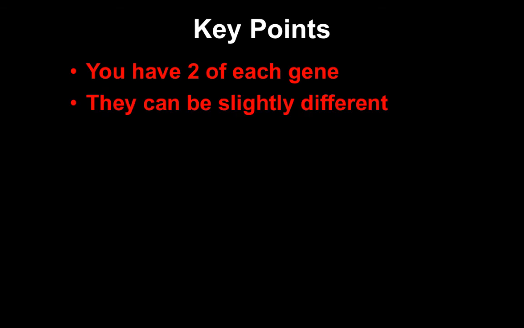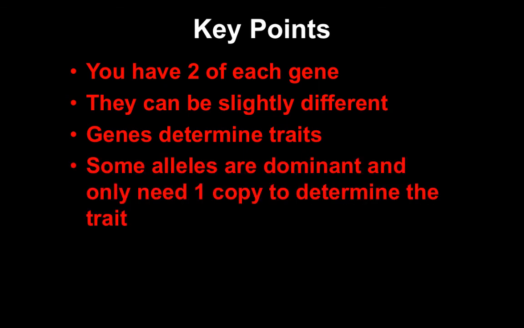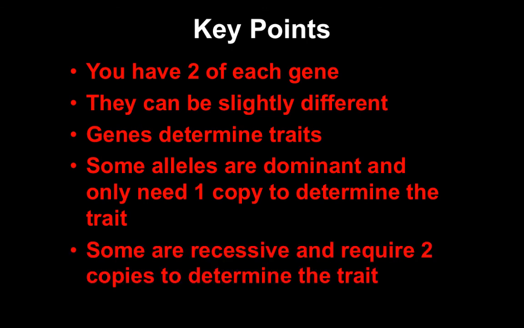All right, so some key points to remember in this introductory phase of genetics. You have two of every gene. They can be slightly different. In other words, I can have different alleles for that gene. Those genes determine our traits. So our genotype, what genes we have, determines our phenotype, what our trait actually is. Some alleles are dominant, so you only need one copy to determine the trait. And some are recessive, meaning they only show up if both copies are recessive.